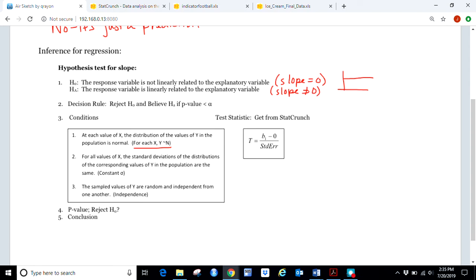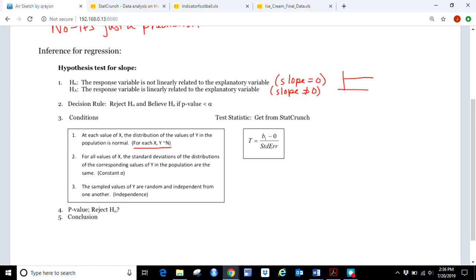Second, for all values of x, the standard deviations of the distributions of the corresponding values of y in our populations are the same. What that really means for us is that we have a constant, same standard deviation. This is very similar to the condition that we had with analysis of variance. Our third condition is that our values of y are random and independent from one another, so they are not affecting each other.